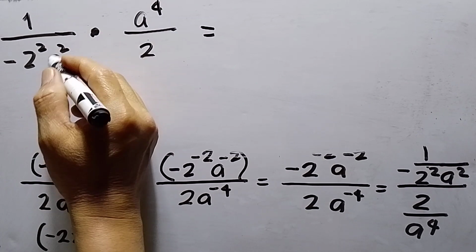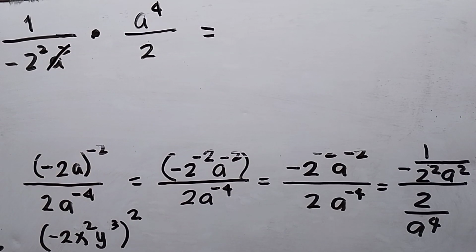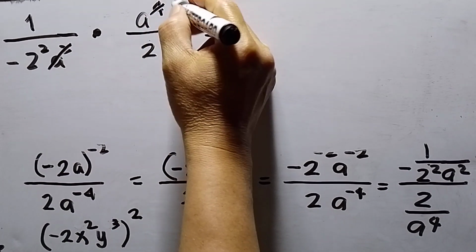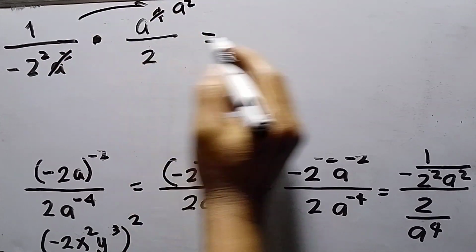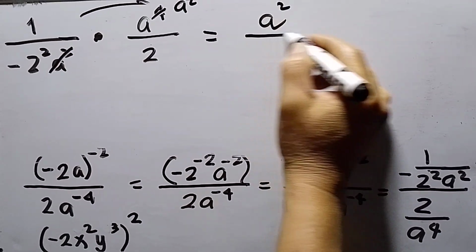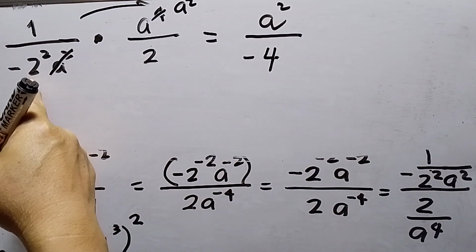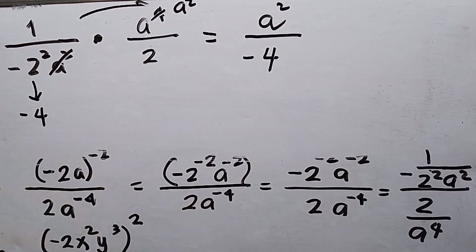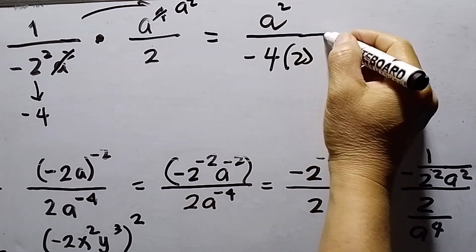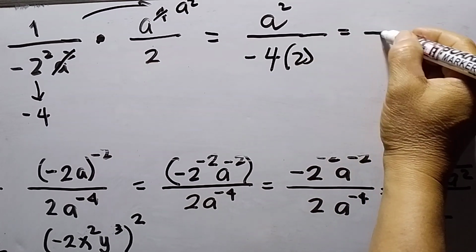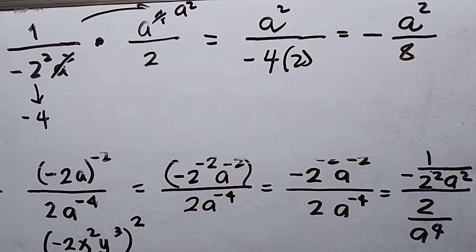And then I need to do cross cancellation. This will be crossed out, and then I have a squared left. And then multiply. 1 times a squared is a squared over, by the way, this is negative 4. This one, negative 4, and then times 2. So this will be negative a squared over 8. So that's the answer for number 2.